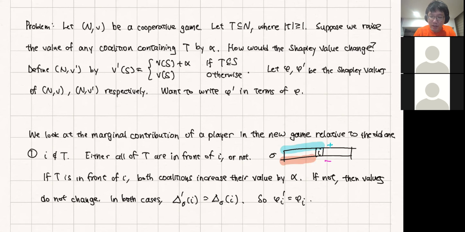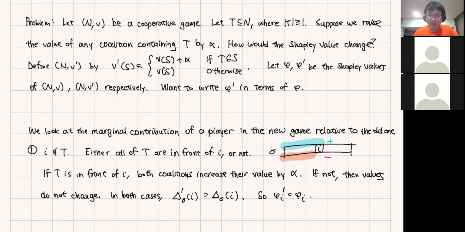I'm missing some details here in terms of actually writing out what the formulas are for this one and for this one, etc. But we'll leave that detail to you. Okay, so that is the case when player I is not in my special set of players T. So their marginal contribution does not change, so their Shapley values do not change either. All right. Any questions so far?